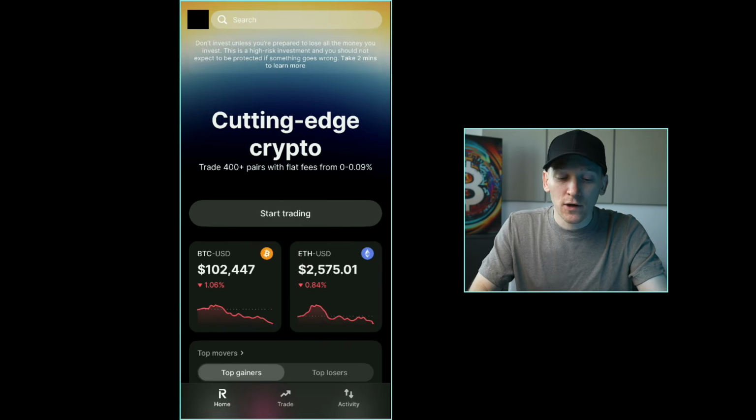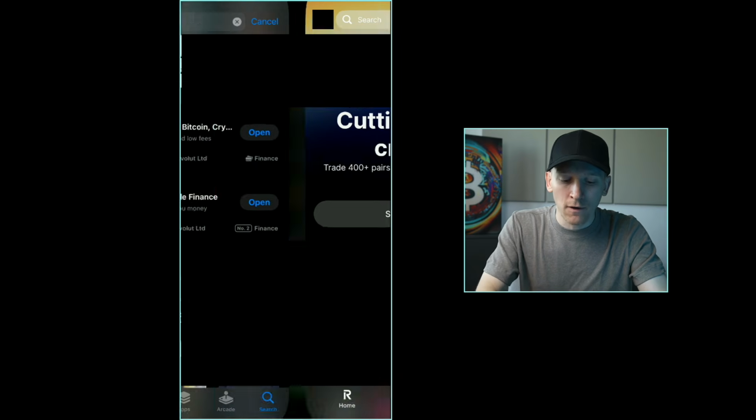In this video, I'll show you how to trade crypto on Revolut and Revolut X. If you're going to trade crypto on Revolut, I highly recommend trading on Revolut X instead because you get significantly cheaper trading fees. It's the same account across both of the apps. I'll show you the difference.